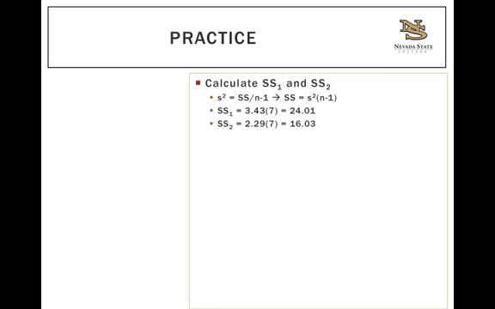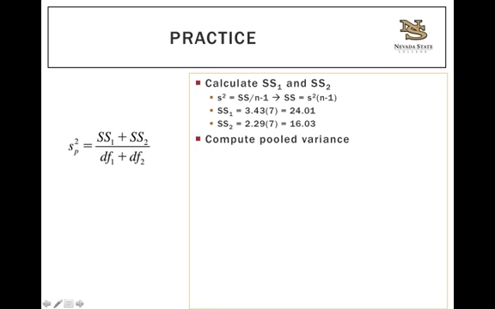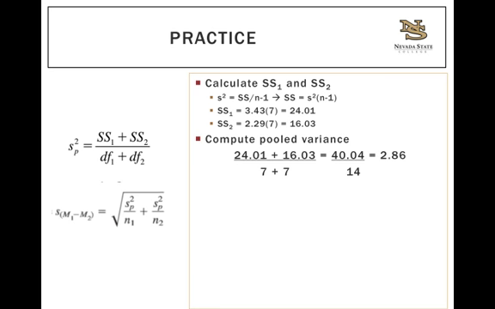All right, so let's go ahead and figure out our pooled variance, right? Because now we have the sum of squares for each group, and of course we have our degrees of freedom for each group. So I'm going to go ahead and plug those in. So 24.01 for group 1, 16.03 for group 2, 7 plus 7, that's the degrees of freedom for each group, and that gives us a pooled variance of 2.86. Nice.